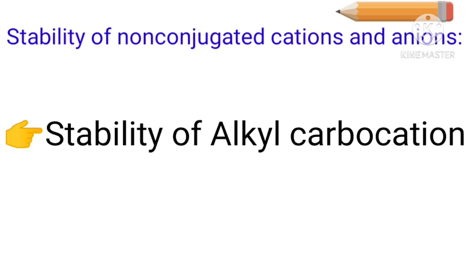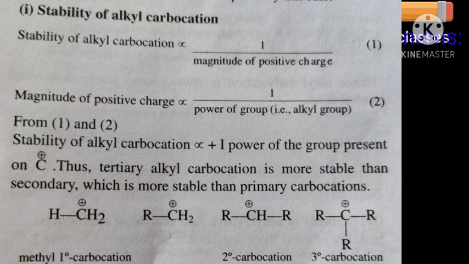The first one is the stability of alkyl carbocations. The stability of an alkyl carbocation is inversely proportional to the magnitude of the positive charge. The magnitude of the positive charge is inversely proportional to the +I power of the group. The group means the alkyl groups. From 1 and 2, the stability of an alkyl carbocation is directly proportional to the +I power of the alkyl groups present on C+. Thus, a tertiary alkyl carbocation is more stable than a secondary, and that is more stable than a primary carbocation.